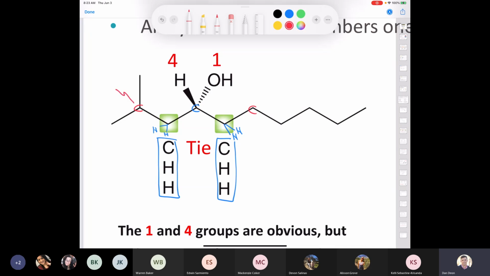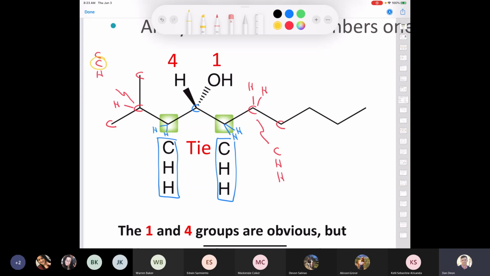So what's this carbon attached to? And I know you can see it on your slide if you have it printed out, but it's attached to a carbon and a hydrogen. So we'll put CCH. And this one is attached to a carbon, a hydrogen, and a hydrogen, right? So it's attached to CHH. Well, there's your tiebreaker right there, right?